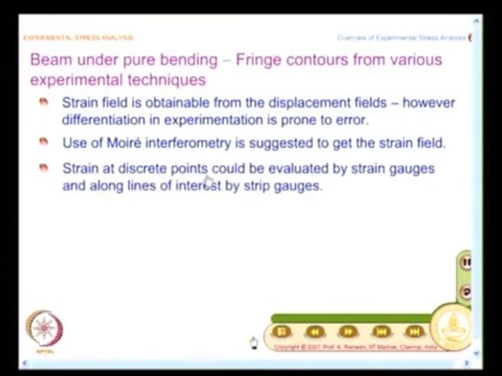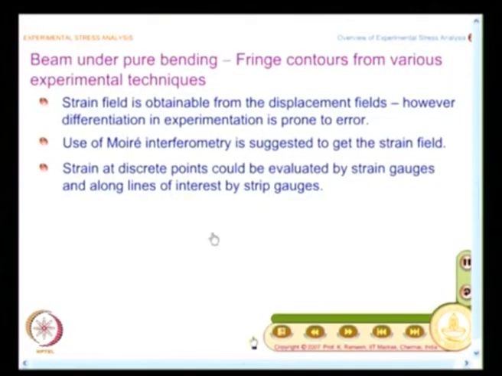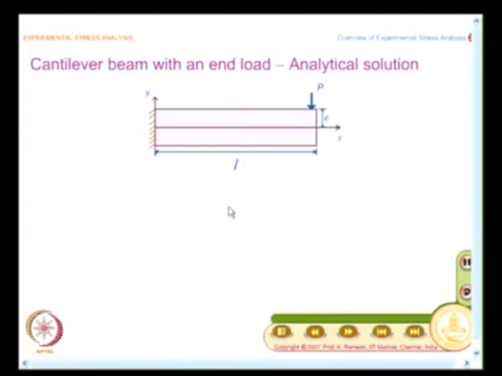Strain at discrete points could also be evaluated by strain gauges. Suppose I want for a series of points, then I have what is known as a strip gauge. In one backing, several strain gauges are available at fixed lengths given by the manufacturer. This is done by, at the time of manufacture itself, one grid containing several elements of strain gauge. So, I can get the strain from strain gauges from point to point or along a line of interest. So, we have seen reasonably various contours that is possible from experiment for the problem of beam under 4-point bending.